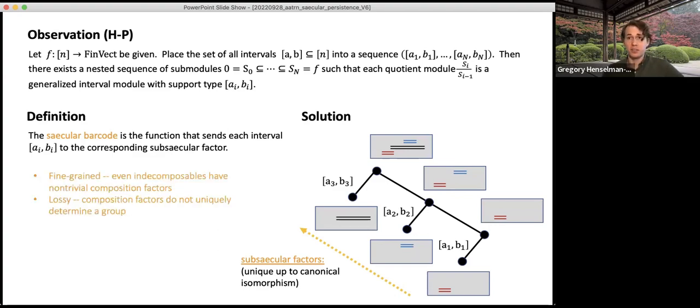As with the Jordan-Holder decomposition of abelian groups, this is fine-grained in the sense that we can break down things that can't be broken down by Krull-Schmidt. In particular, there are plenty of persistence modules of abelian groups that you can't break down via Krull-Schmidt into interval modules, but you can break them down this way, and it's lossy. We lose the isomorphism class of the module when we pass to these factors.